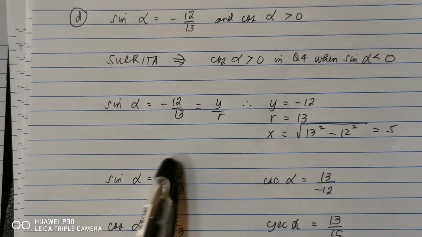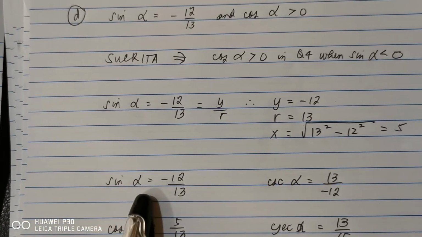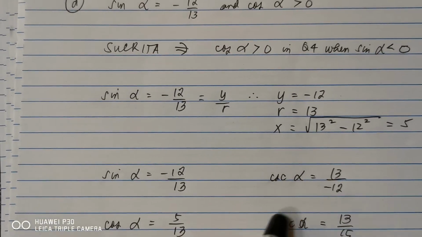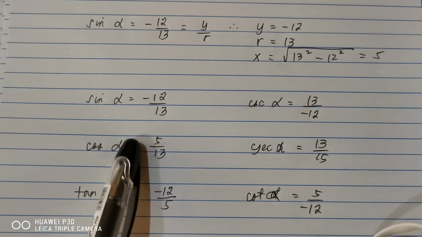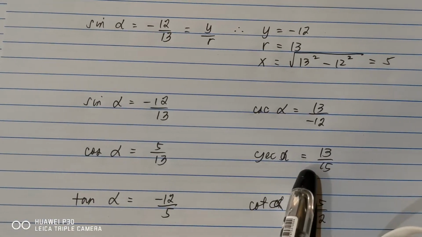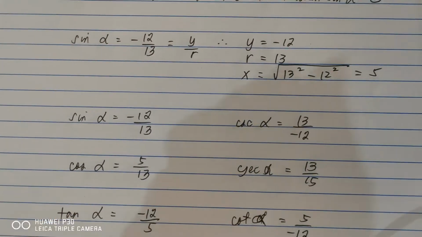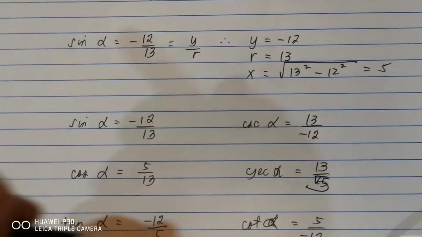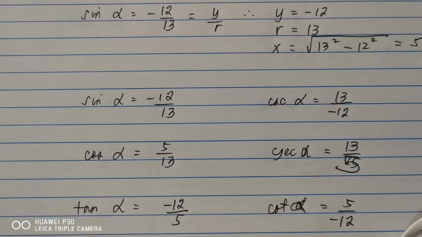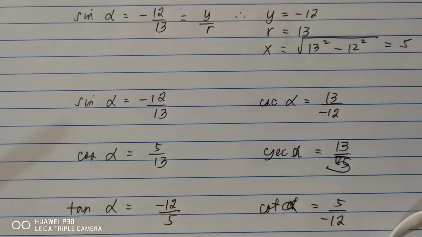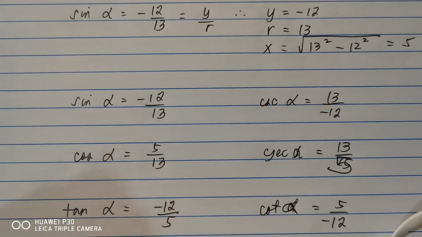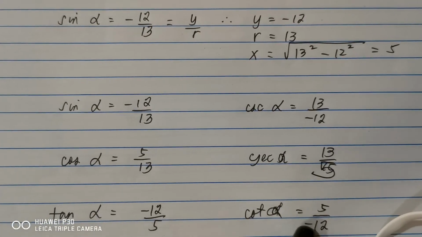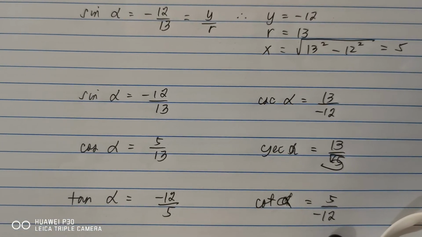So, we now substitute. Sine alpha is negative 12 over 13. Its reciprocal, 13 over negative 12. Cos alpha is 5 over 13, and its reciprocal, 13 over 5. Sorry, again, that's 5 and that's not 15. So, tan alpha is equal to y over x, negative 12 over 5. Cot alpha is the reciprocal, 5 over negative 12.